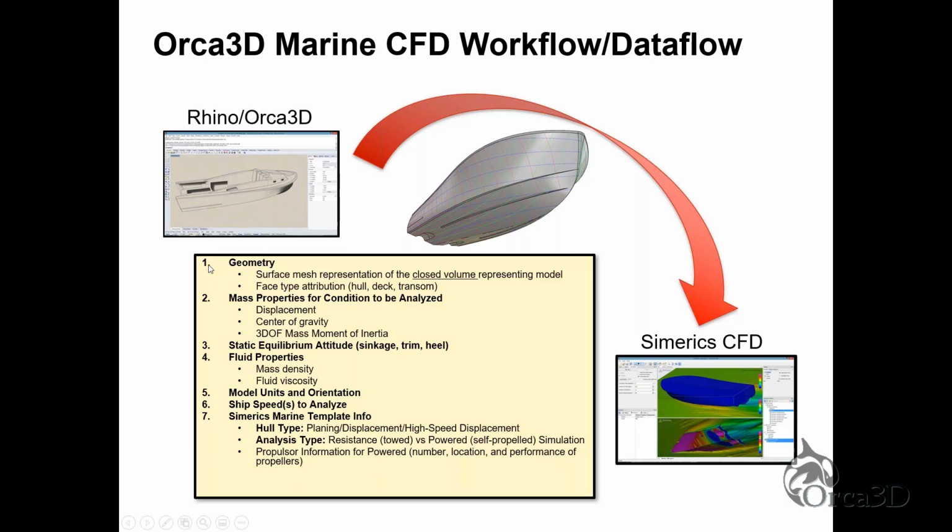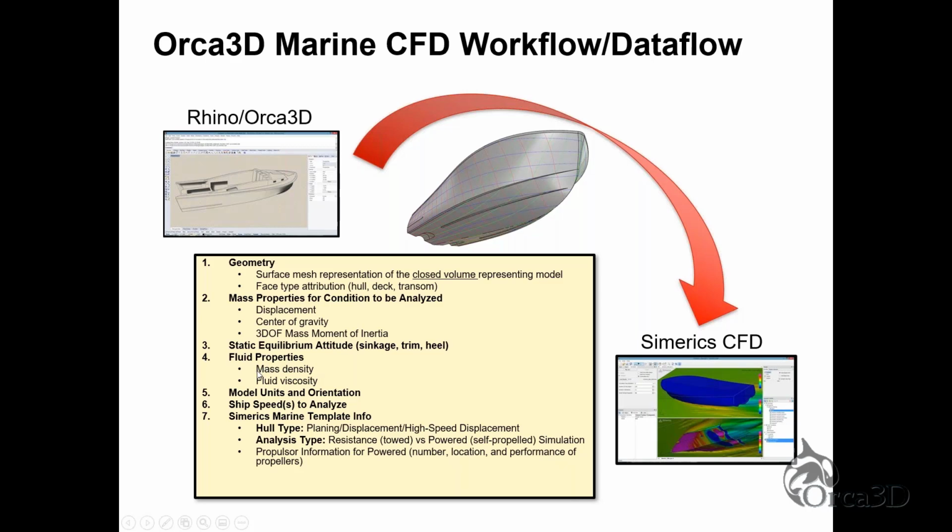So, of course, most importantly is your geometry. So the model in your Rhino will be automatically meshed, and that mesh representation of your CAD geometry gets sent over to Simerics. But in addition to the geometry, we have things like the mass properties and the static equilibrium attitude. So we assume your vessel's floating, and for a floating vessel, of course, the weight and center of gravity is related to the condition, sinkage, trim, and heel, that the vessel floats at. We use the Orca hydrostatics engine to figure that information out and pass both pieces of information over to the CFD program for simulation. Also, properties of your fluid.